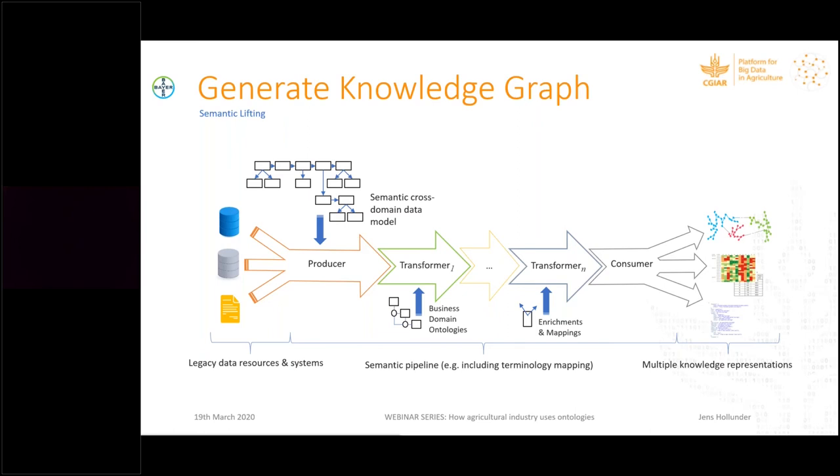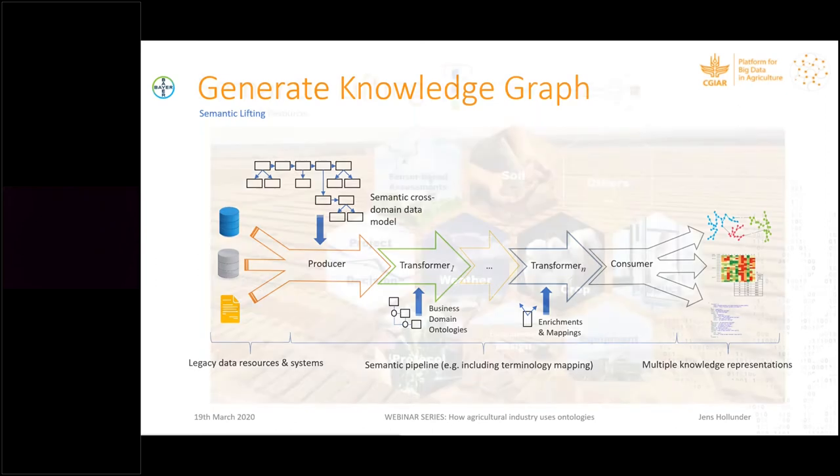Our semantic lifting pipeline is embedded in our end-to-end technology stack, and it's composed, as you can see here, of producers, transformers, and consumers within a corresponding data layer. So the data layer contains a variety of distinct components according to the requested user requirements, and it's connected to the application layer through a service layer. So we will now dive a little bit deeper into the elements.